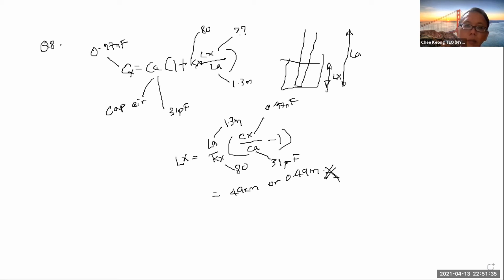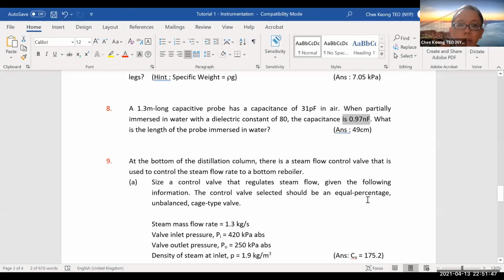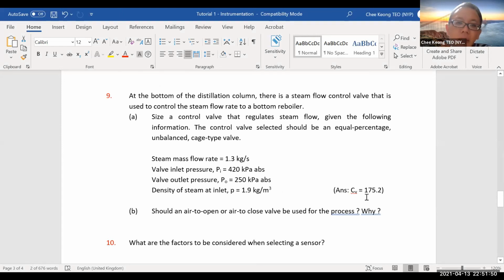Now, let's look at another question, which is question 9. Question 9 talks about CV. Just now we studied the control valve, so they talk about control valve sizing. How you size your control valve, given all these parameters, and the answer is given as 752. Maybe for this I would just share the solution.